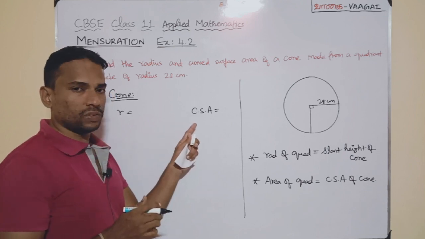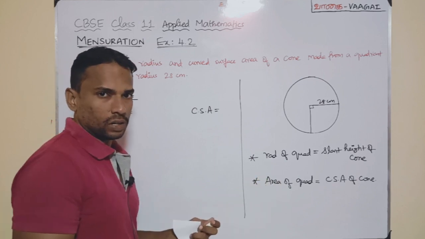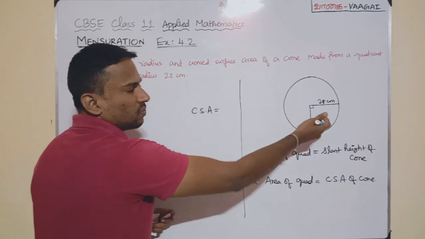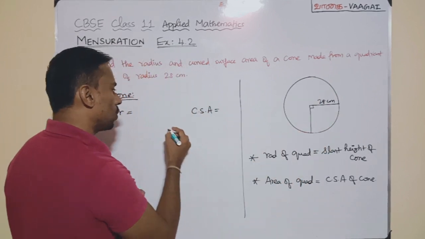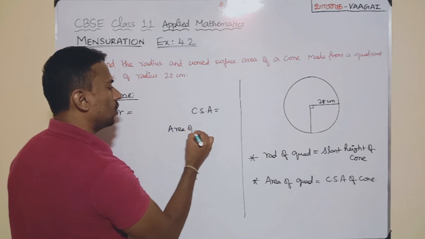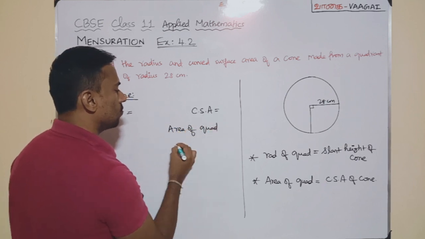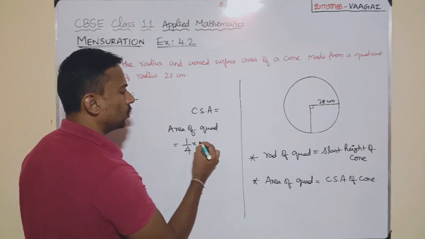Now the CSA of the cone, just now we saw, is nothing but the area of the quadrant. Now the area of the quadrant we can easily find. This is going to be the quarter portion of a circle. So the area of the quadrant is equal to 1/4 of the area of the circle. So that means 1/4 into pi r square.